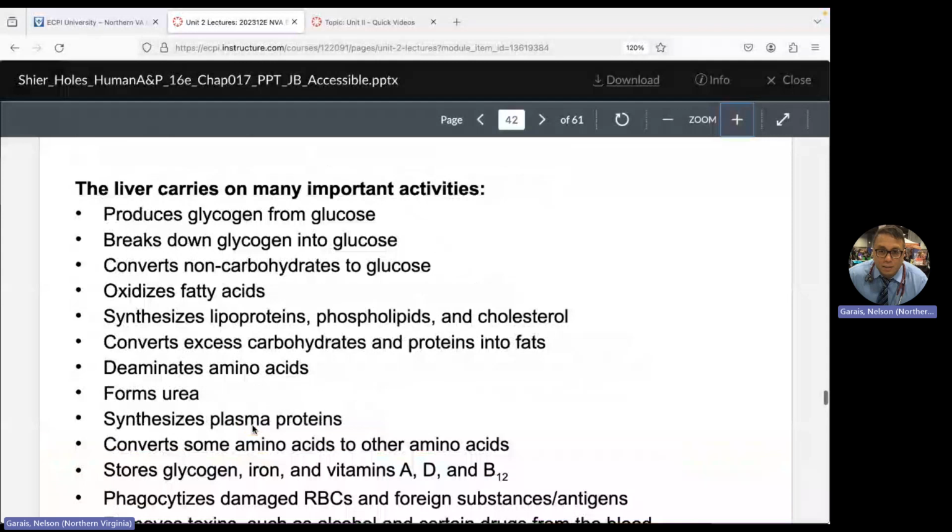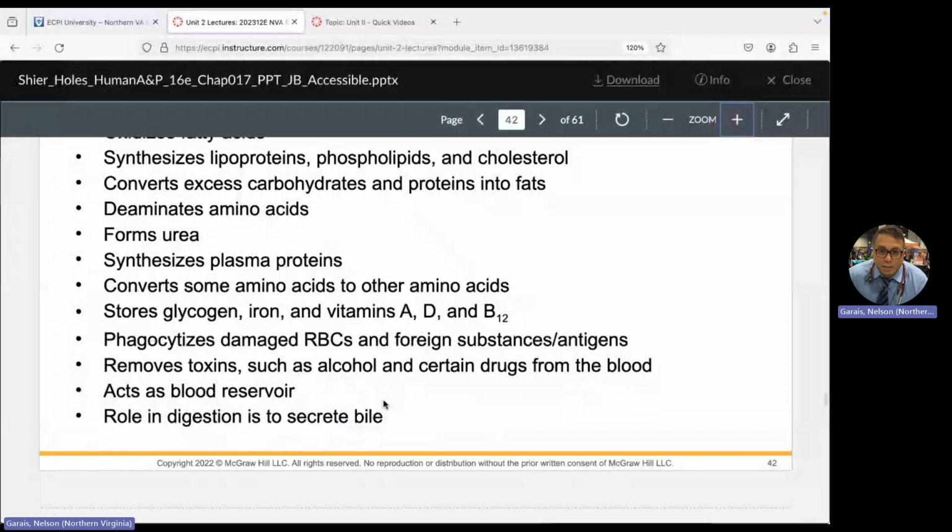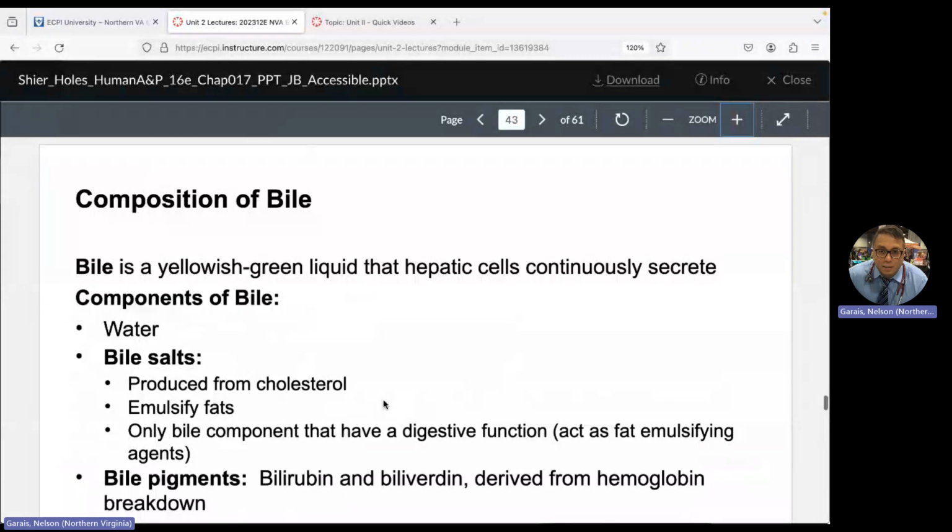So this is a tricky question. Where do you produce bile? You produce it in the liver. Where do you store and secrete it? You store and secrete it at the level of your gallbladder.